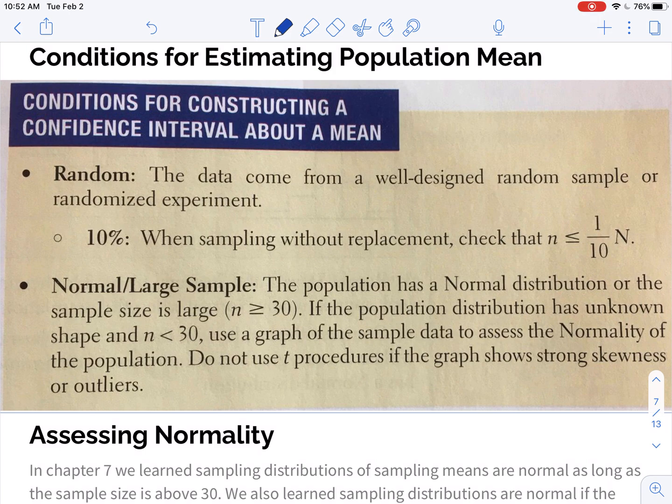So then we need the last thing, the population has a normal distribution or the sample size is at least 30. If you have a sample size that's at least 30, it's random, and you're at 10% of the population, go ahead, you can assess your sample mean right away. You don't even have to assess normality. If your sample size is below 30, you're going to have to assess the normality of that sample, and you're going to have to look at it because we're going to have no idea whether or not this sample is normal or not.